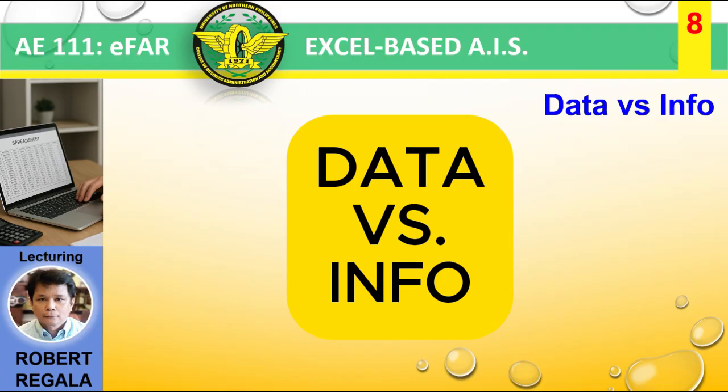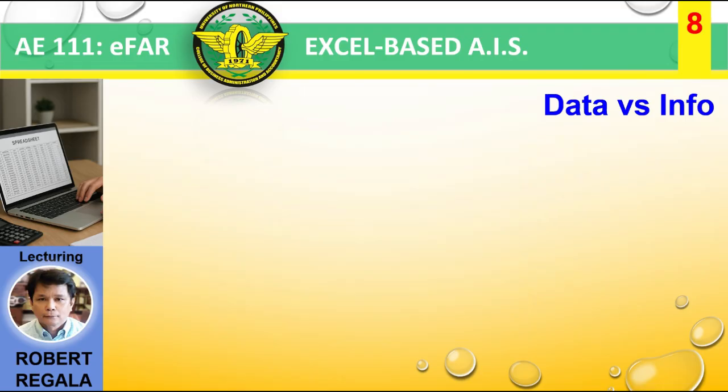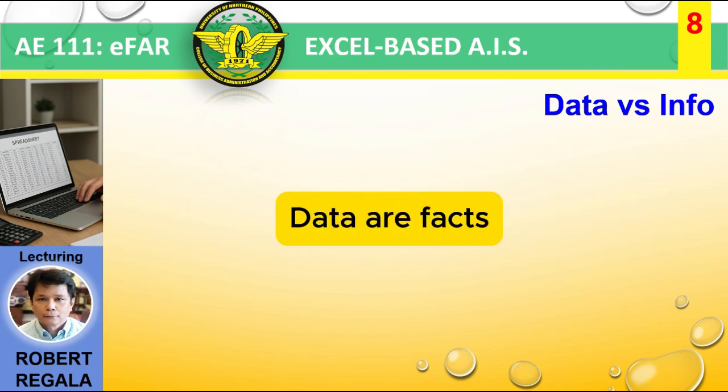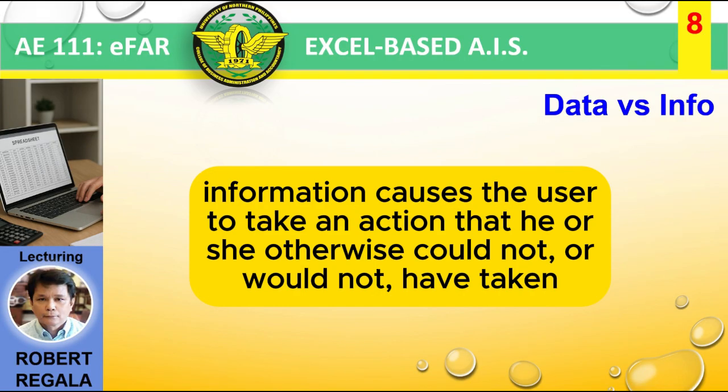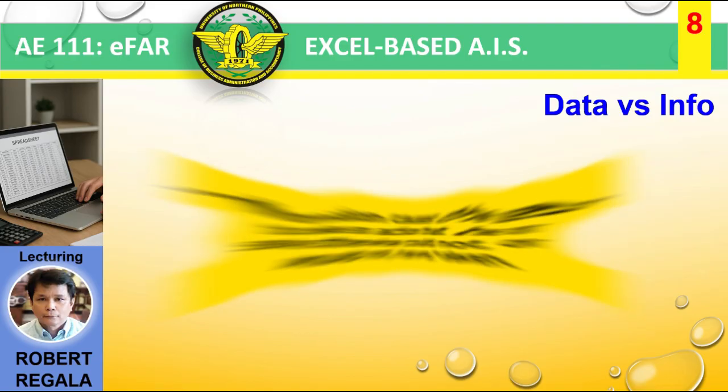Data versus information. At this point, it is appropriate to distinguish data from information. Data are facts, which may or may not be processed, edited, summarized, or refined and have no direct effect on the user. By contrast, information causes the user to take an action that he or she otherwise could not, or would not, have taken.